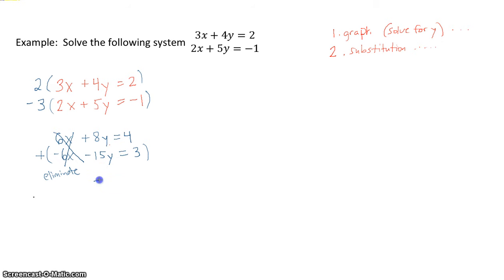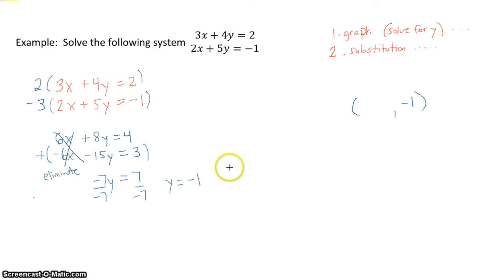So what I'm left with is negative 7y equals 7. To solve this, I'm going to divide by a negative 7. And I'm left with y equals negative 1. So I eliminated this variable, I added down these columns, and I was left with one equation, one variable. So I have the first of my variables for this system.